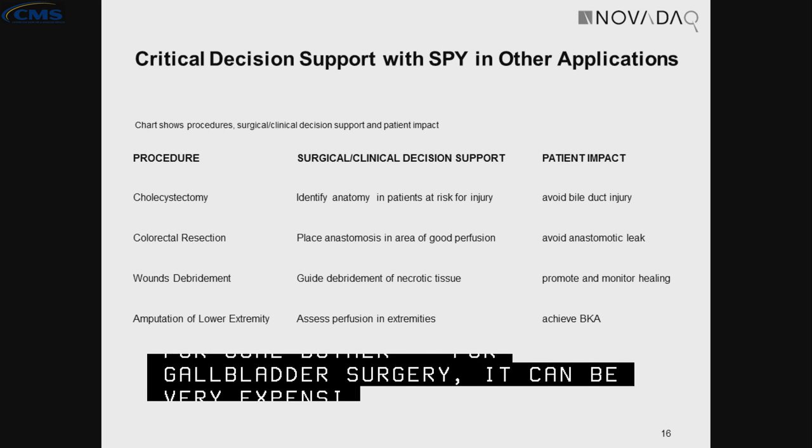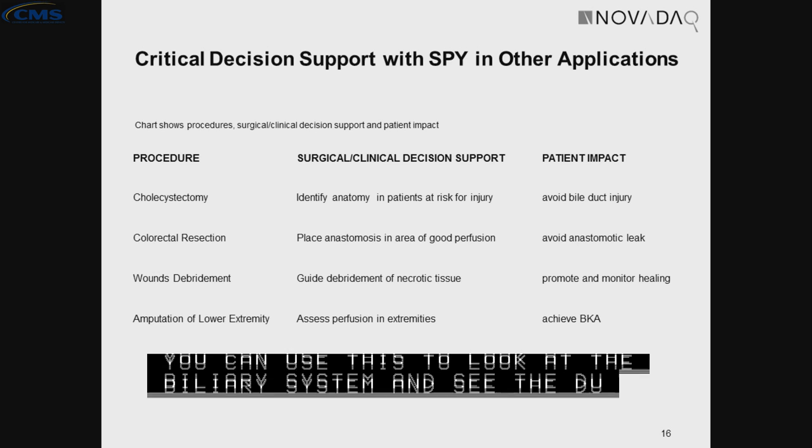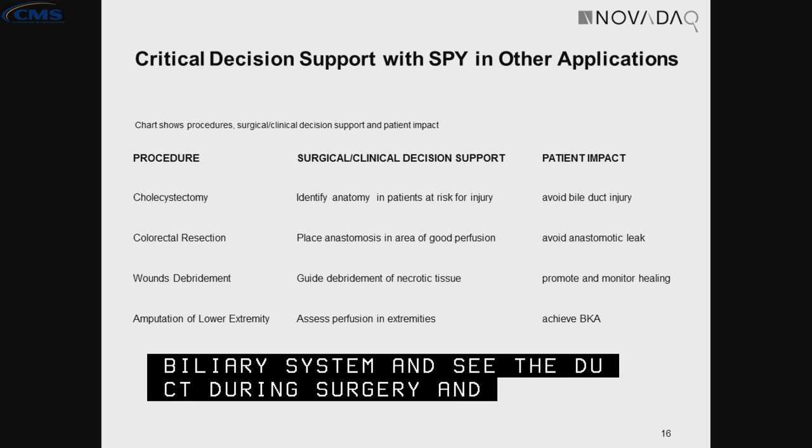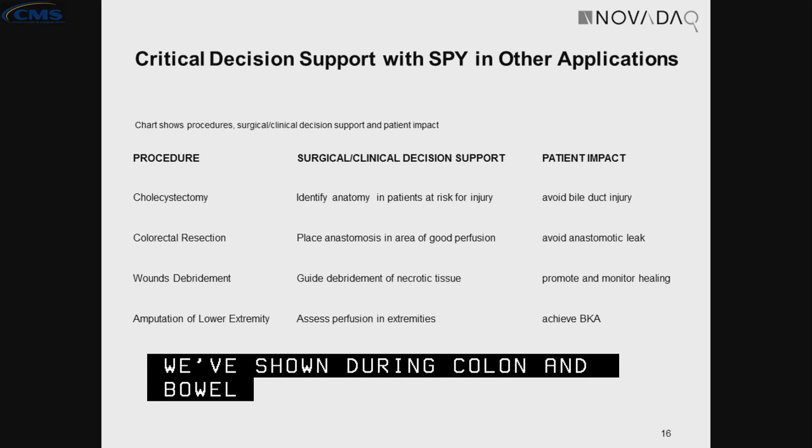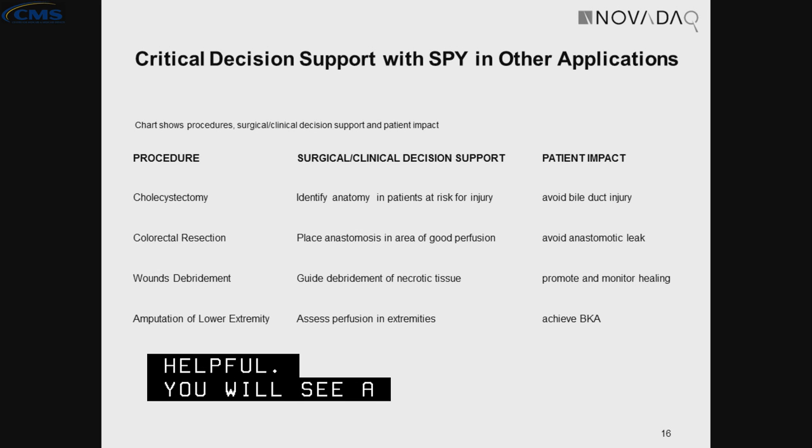We've shown also in colon resections and bowel resections that this technology is great for looking at bowel and seeing where there's good blood supply and not. If you put two pieces of bowel together in an area where there's poor blood supply, you're actually going to see a leak, you'll see a healing issue. And studies have shown you can greatly diminish this complication by using this technology.